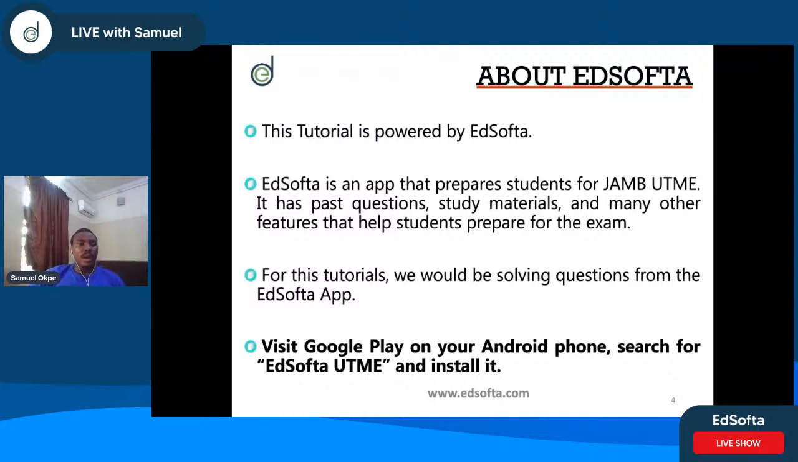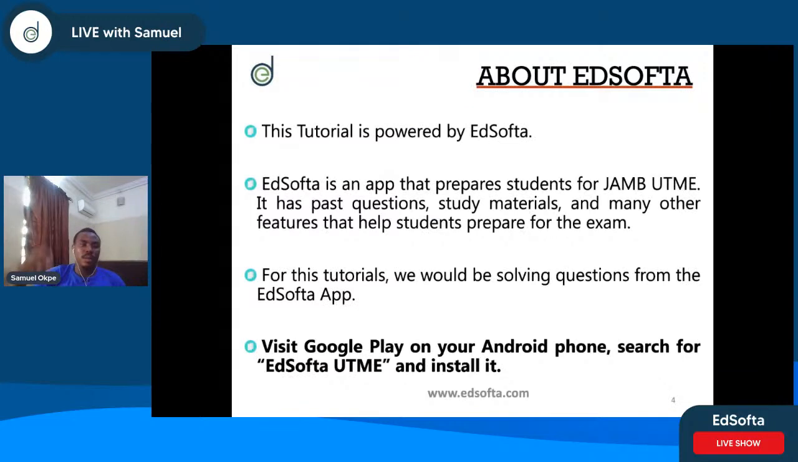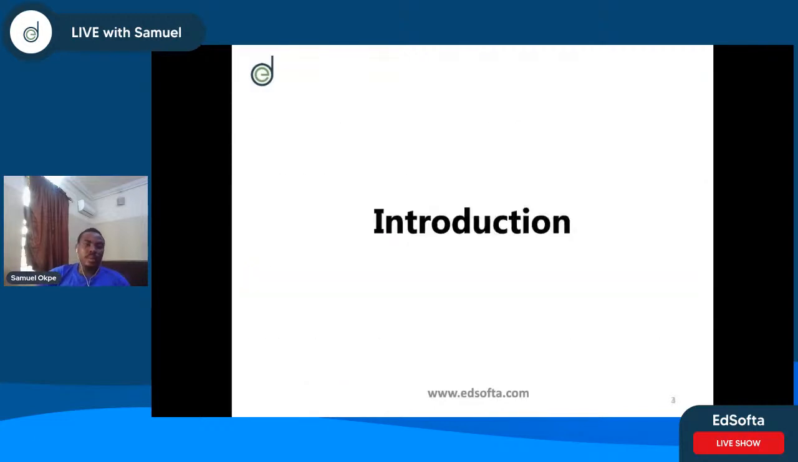So we will be talking about a very calculative topic today. Some of us were asking about the topics we are going to look at. We've looked at the first one, balancing of equations, and mole ratios. What we're looking at now are electrolysis and equilibrium. So these are the four topics that we're going to be looking at today in our chemistry tutorial. We can move to the topic of today.